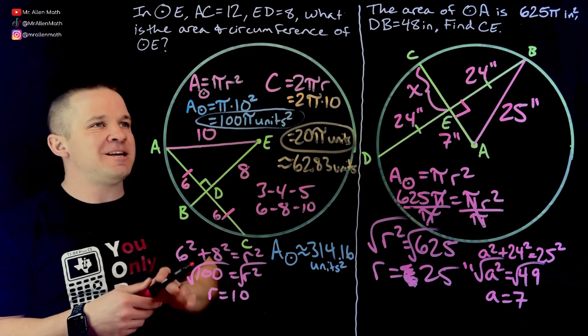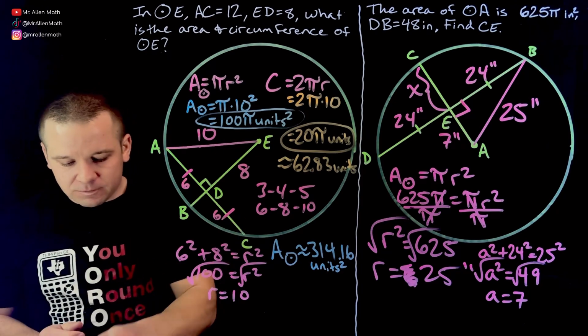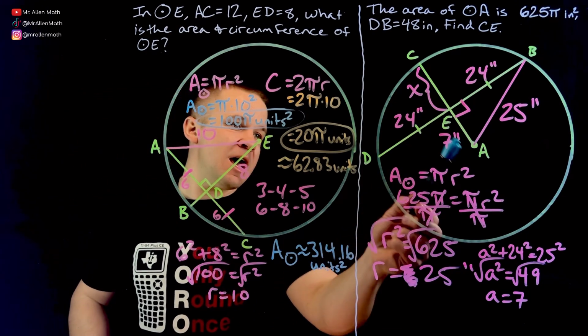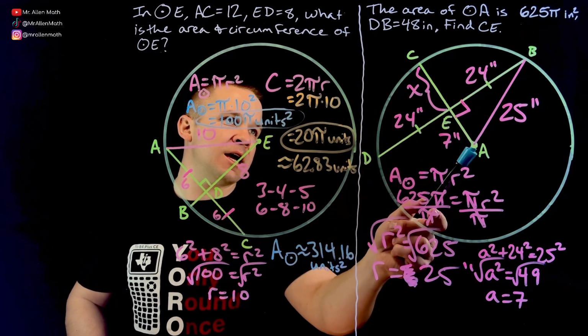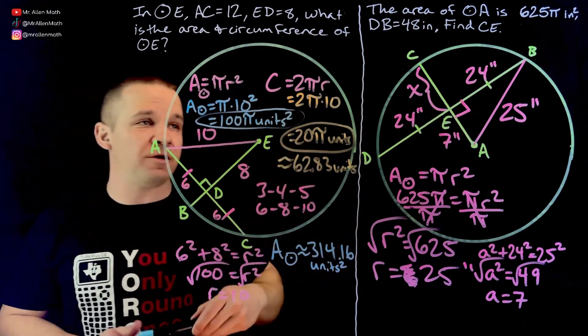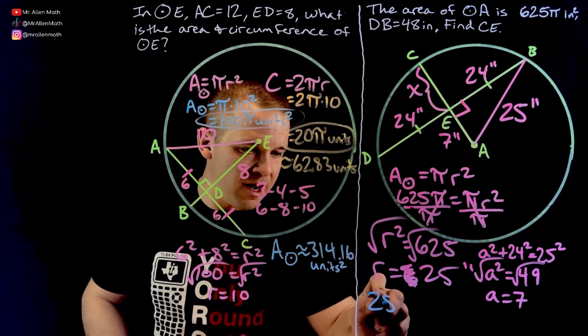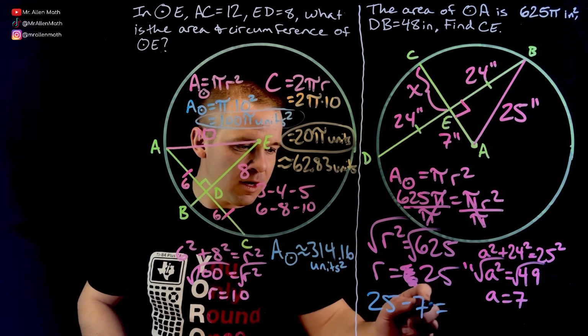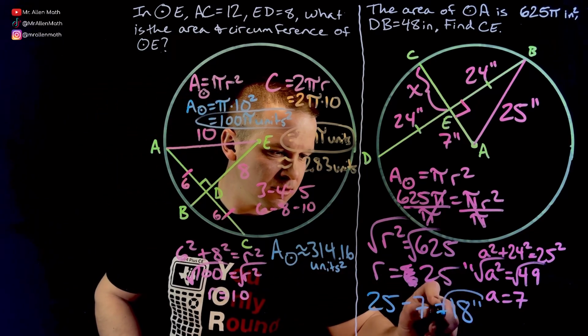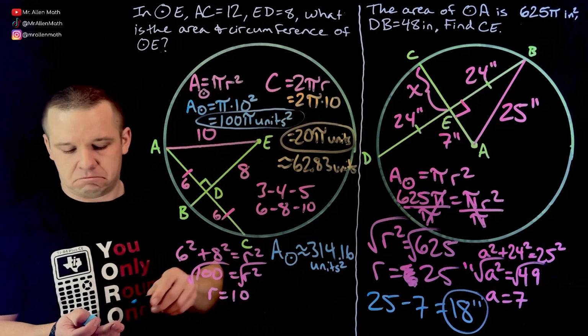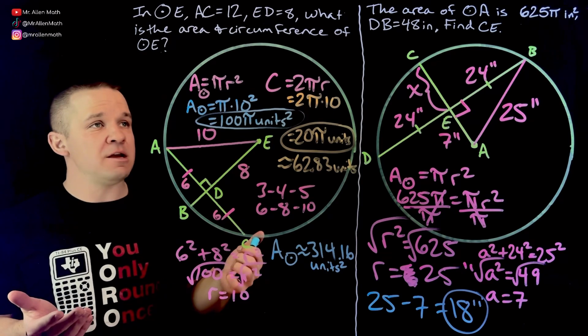I wanted CE here. Well, how am I going to get CE? Well, let's see. EA is a portion of CA. And I know all of CA, that's a radius, right? Which is 25. So what if I just did 25 minus 7? And 25 minus 7 would be what? 18? So we got 18 inches for my final answer. Nice. That is CE. Cool.